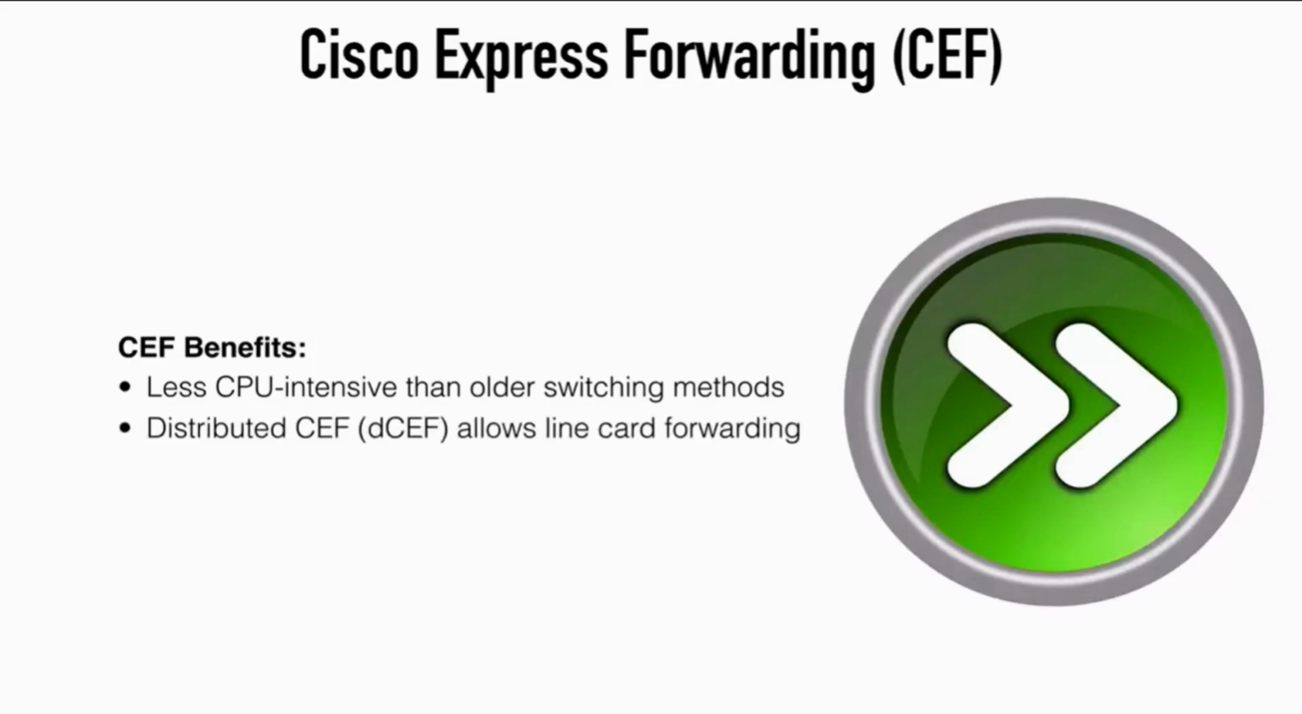Also, there's more scalability through a mode called distributed CEF, or DCEF. When distributed CEF is enabled, each line card maintains an identical copy of the routing table, and the line card is simply the hardware module that provides the network interfaces.